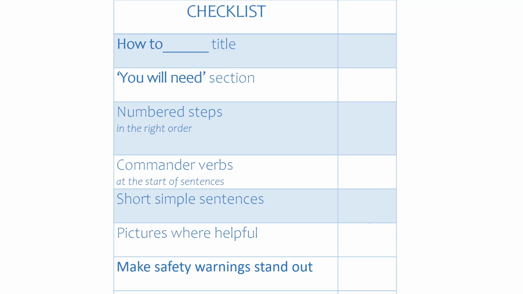So, what have we learned? A procedure must start with a simple title, like How To. It must also have a You Will Need section at the start. We need to write instructions with numbered steps in the right order. We write with simple language and we use commander verbs at the start of each sentence. We use pictures where it is helpful to the reader.